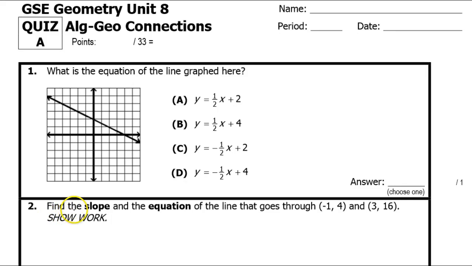In this video, I will show you how to write equations of lines given a variety of information. For problem number 1, we're given a graph and we need to write an equation of this line.